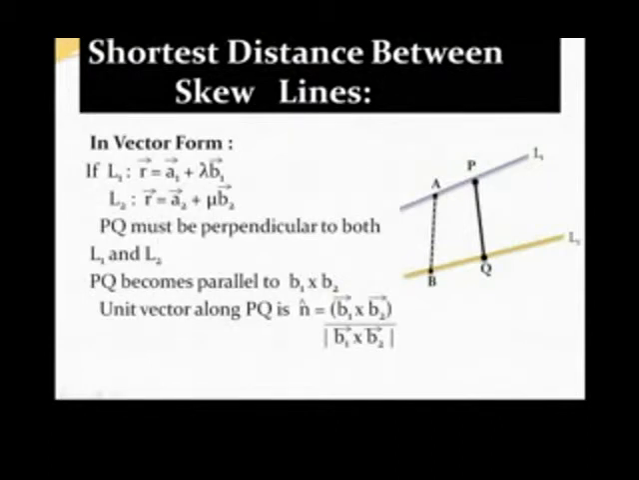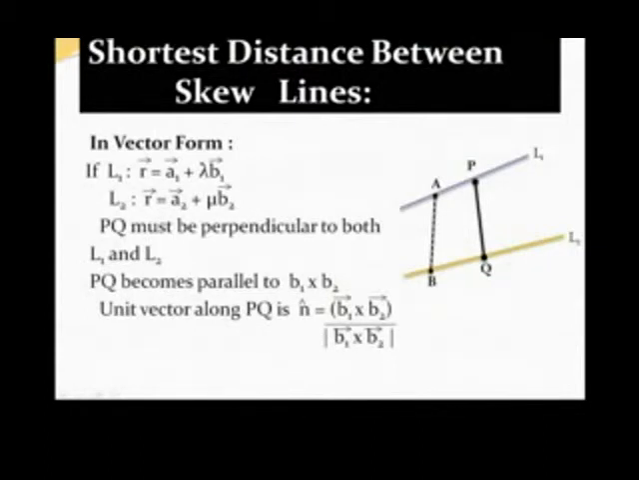So this is the line that passes through the point B with the position vector a2, and this line is parallel to a vector b2. Now we have to find the shortest distance between these two lines. So for that, let us say that PQ represents the shortest distance between these two lines L1 and L2. Now for shortest distance, PQ must be perpendicular to both these lines L1 and L2, and thus PQ would be parallel to b1 cross b2.